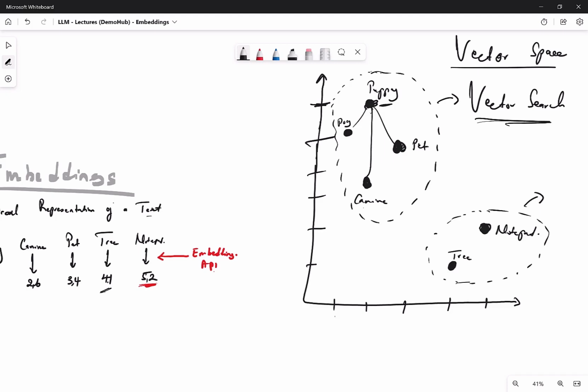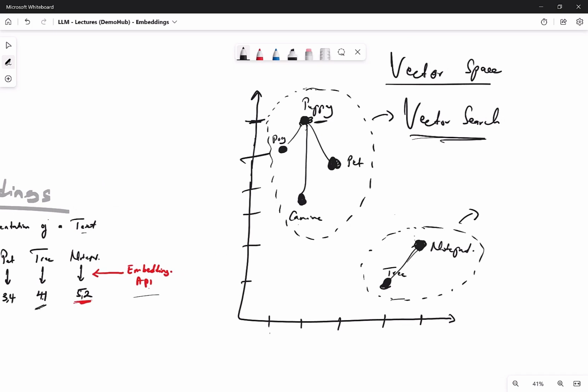Same thing with notepad. If we do a vector search to say what is close to notepad within the vector space, we can see a tree. Makes sense. Maybe notepads are made from paper, which comes from wood, which comes from a tree. There is a similarity there. Kind of drawing a little bit of a longer line, but there is a similarity, more so than the similarity between a notepad and a pet. Unless somehow within the literature a pet eats a notepad or destroys a notepad, then yes, you can draw a line. But just by simple illustration, a notepad is close to a tree as opposed to a pet or a puppy.